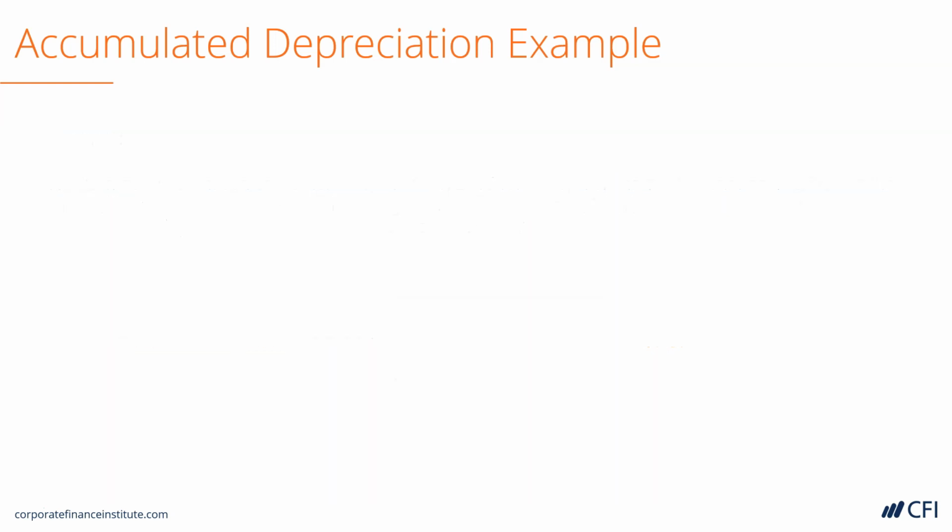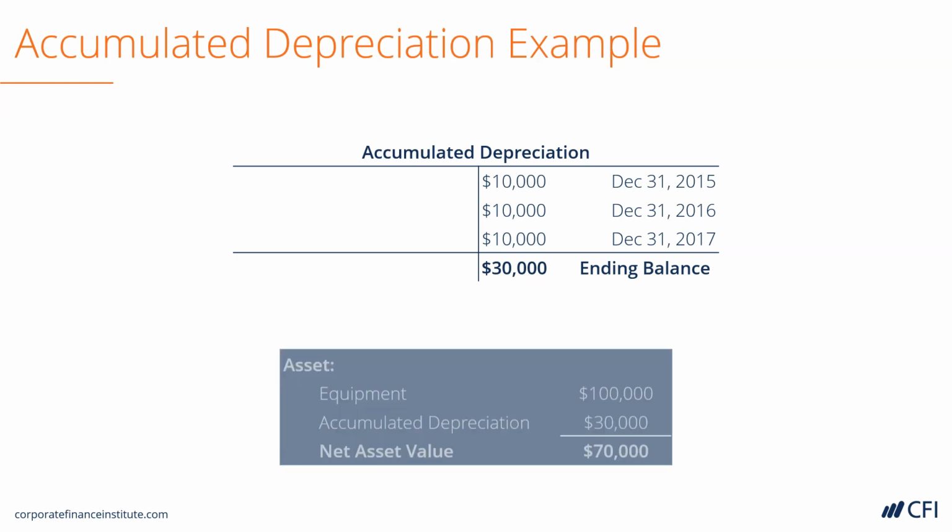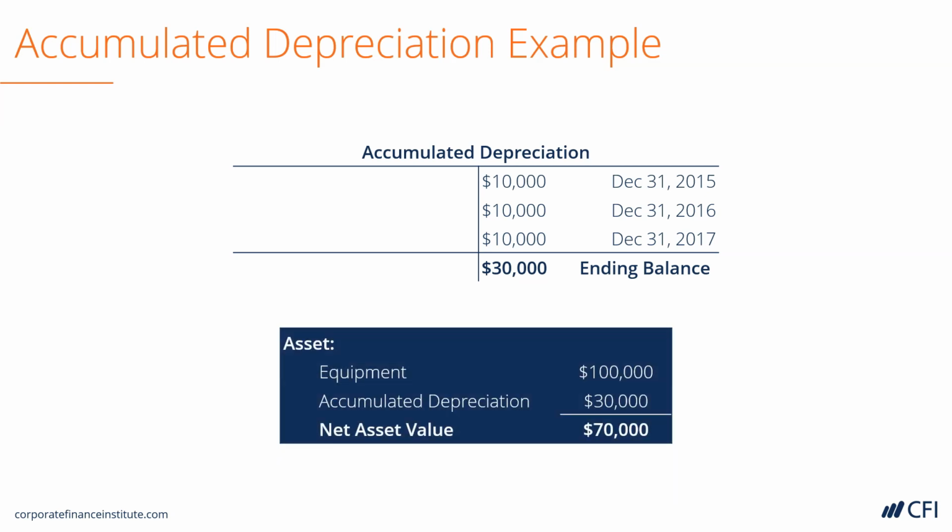The amount of accumulated depreciation on December 31st, 2017 is 3 years worth of depreciation, so that leaves us with a balance of $30,000. Then, to calculate the net asset value, we take the equipment's original value and subtract the accumulated depreciation to get $70,000.